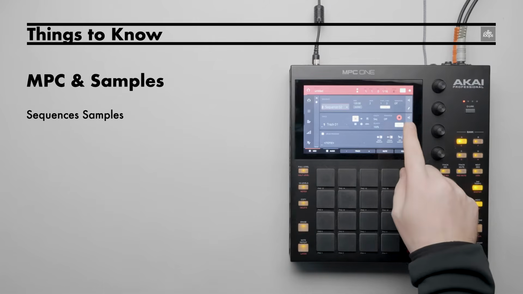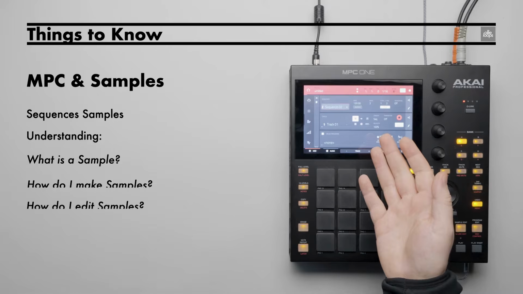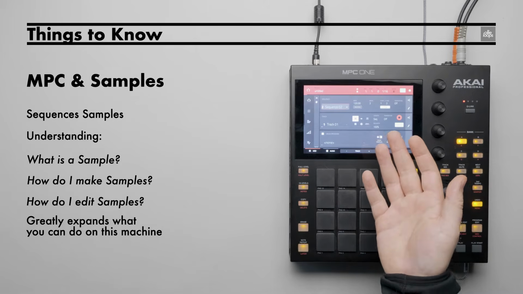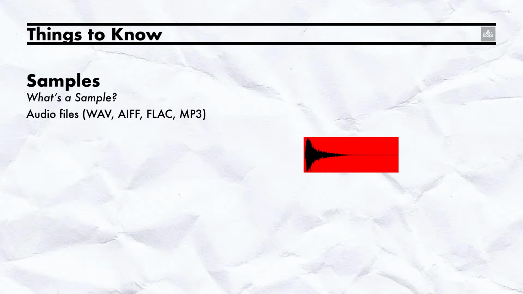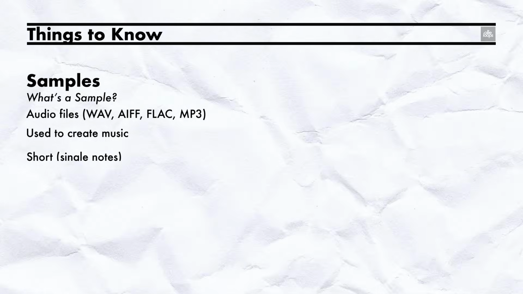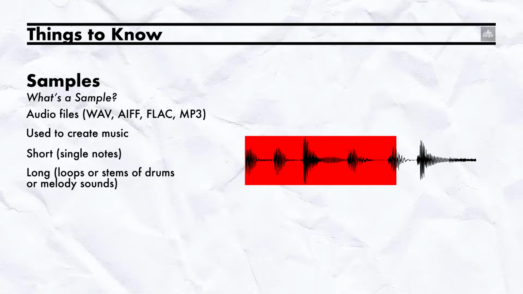The MPC is a sequencer of samples. Having a basic understanding of what a sample is, how to make and edit them vastly expands the possibilities of what you can do with this machine. Samples are audio files used in the creation of music. Samples can either be short, like a single drum hit, or long, like the melody of a song.